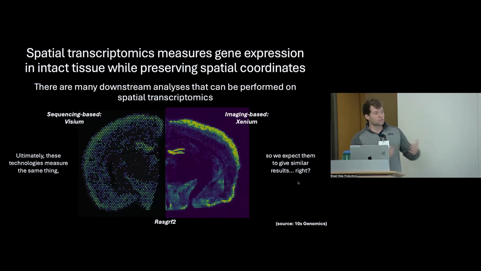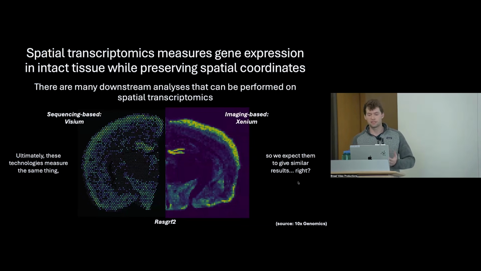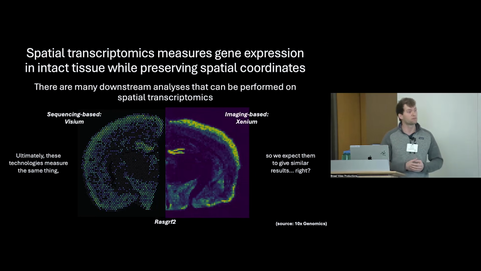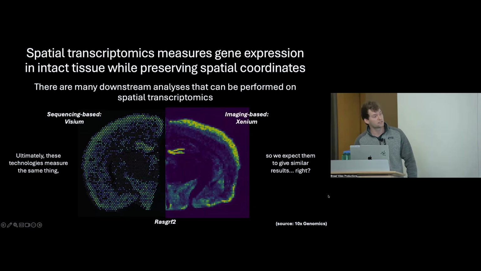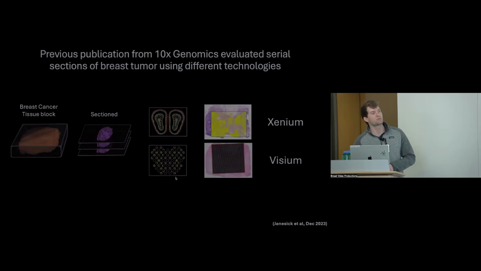So when we're using these technologies, they are doing different things in collecting the data, but ultimately they're collecting the same type of data. We're collecting gene expression, spatial gene expression. And so like this example, RASGRF2, we would expect them to be approximately the same if we were to plot the genes, which here you can see it is. RASGRF2 seems to have the same spatial profile regardless of whether you use the sequencing base or imaging base. However, when we were looking at these two data sets, we found that there were actually some differences between these two technologies that we weren't sure why. We didn't quite understand what was going on.